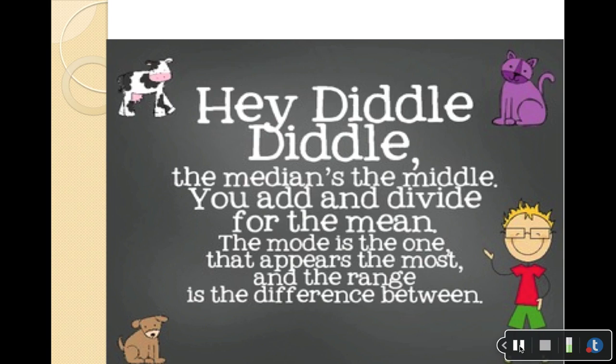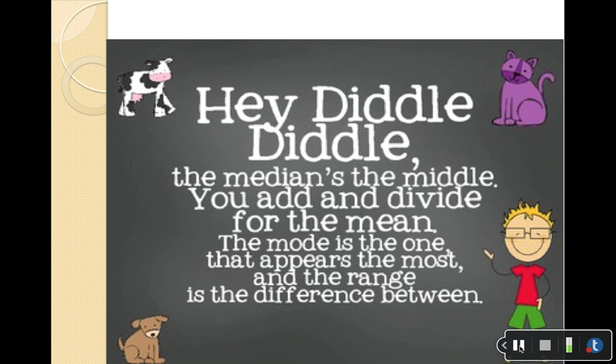So to help you remember, we have a little mnemonic device here. Hey diddle diddle, the median's the middle. You add and divide for the mean. The mode is the one that appears the most, and the range is the distance between. So kind of a cute rhyme. You can amuse your friends and family with that, but it'll help you keep the different measures of central tendencies straight.